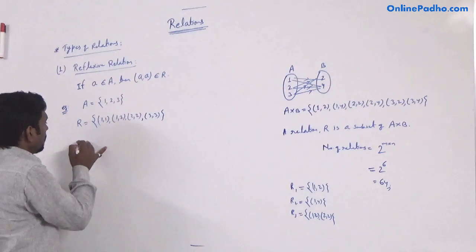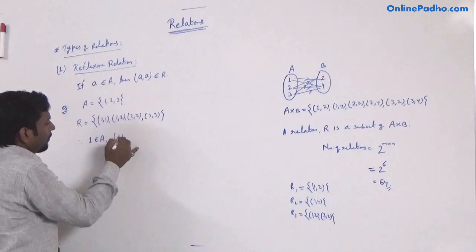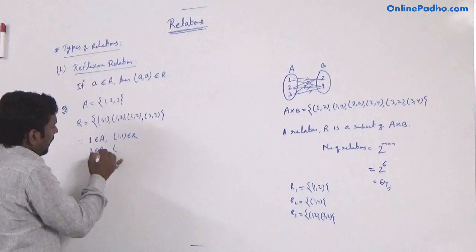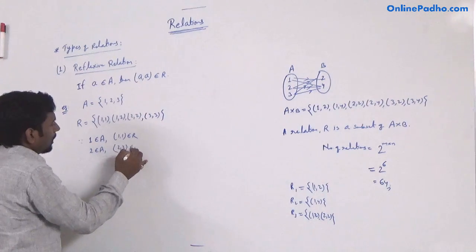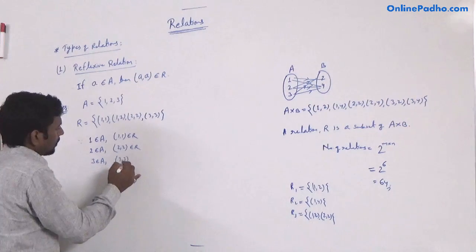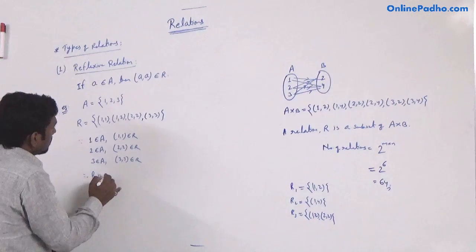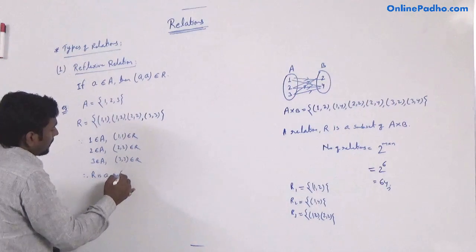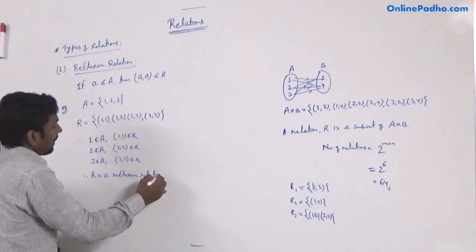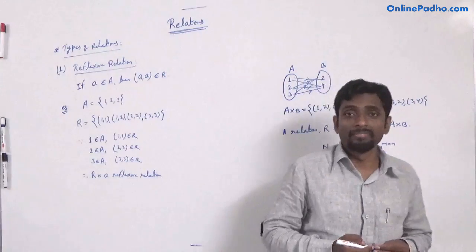So therefore, since 1 belongs to set A and (1, 1) belongs to the relation, 2 belongs to set A and (2, 2) belongs to the relation, 3 belongs to set A and (3, 3) belongs to the relation, R is a reflexive relation here.